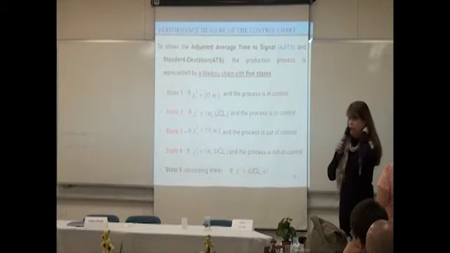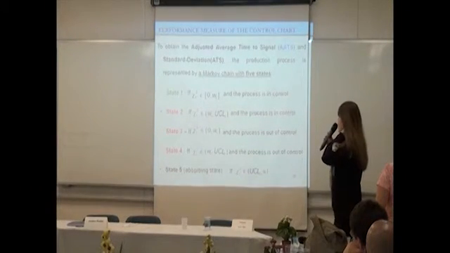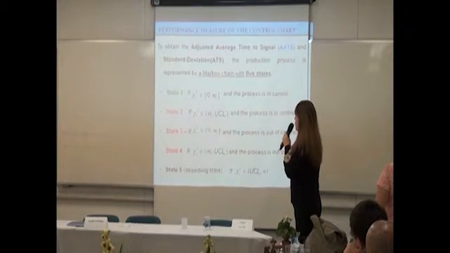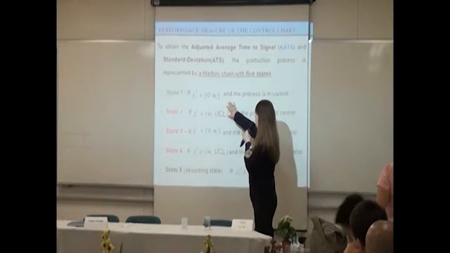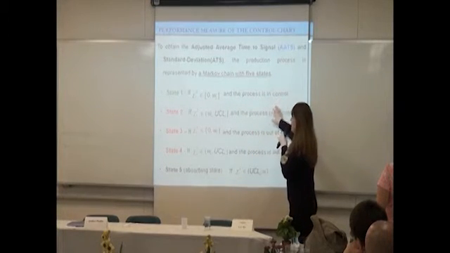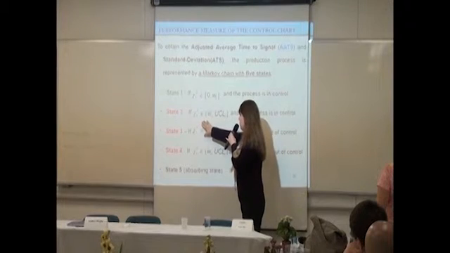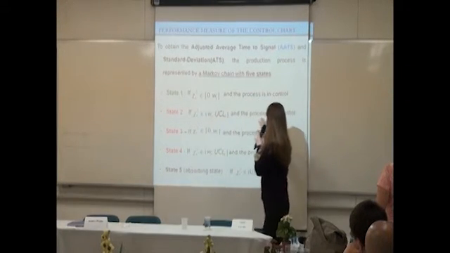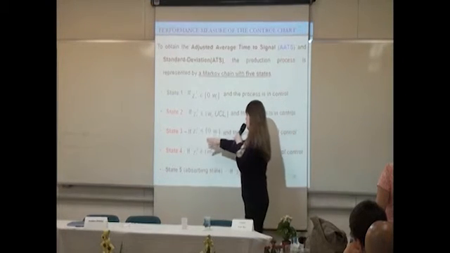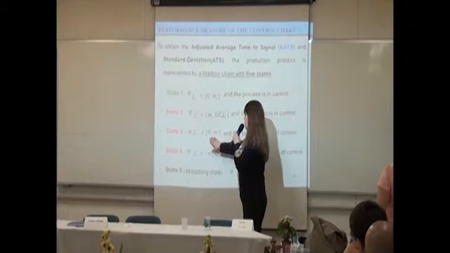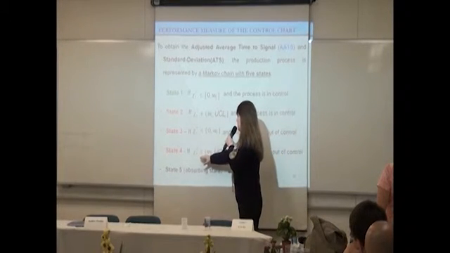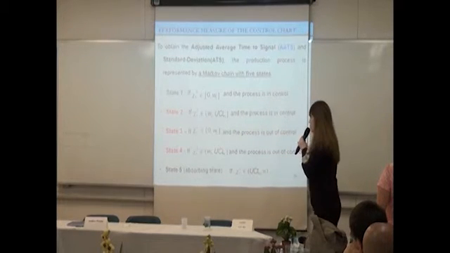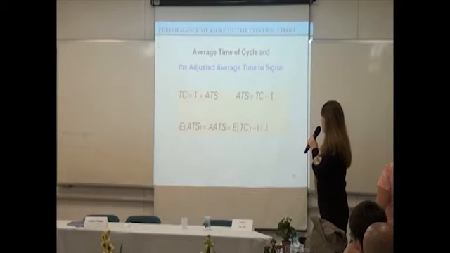So we have to obtain the performance measure, the adjusted average time to signal. So how are we going to get this? By a Markov chain, considering 5 states. State 1, if the statistic falls in the central region, and the process is in control. State 2, if the statistic that is plotted is in the warning region, and the process is in control. State 3, if the plotted statistic falls in the central region, and the process is out of control. State 4, if the plotted statistic falls in the warning region, and the process is out of control. State 5 is the absorbing state.